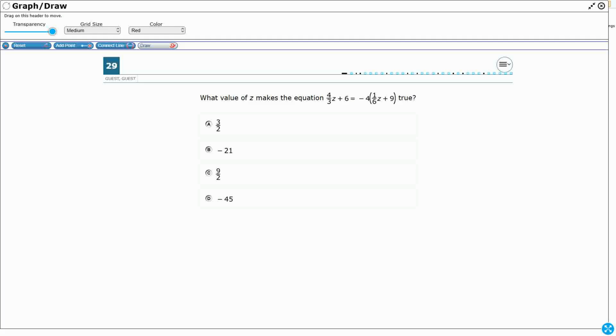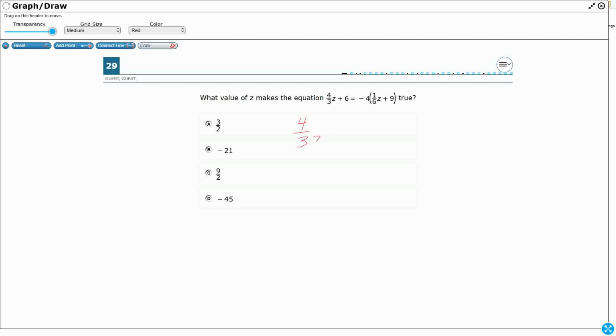All right, so we need a value of z that makes this equation true, and we can solve for z. They do give us some answer choices, so we can plug and play if we want to. Let's start with solving for z. The left side looks like we've already got things as simplified as we can, but we do need to use the distributive property over on the right side of the equation. I'm going to put a little line through that z just so I don't think it's a 2.